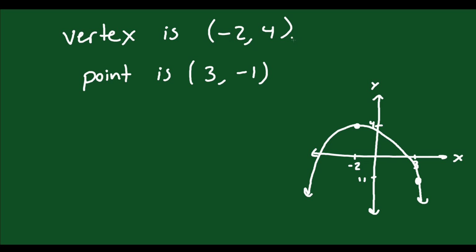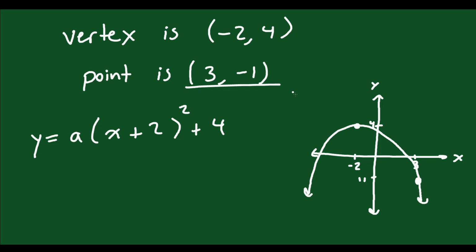Well, because we're given the vertex, it'll be easiest to find the equation in vertex form, right? Because vertex form says y is equal to a times (x plus the x value of your vertex) squared plus the y value of your vertex, right? Well, the x value is negative 2, so you would put plus 2, and the y value is 4, so you put plus 4. Okay. The only thing that's left to find is your a value, and to find that, all you have to do is plug in this point for x and y.